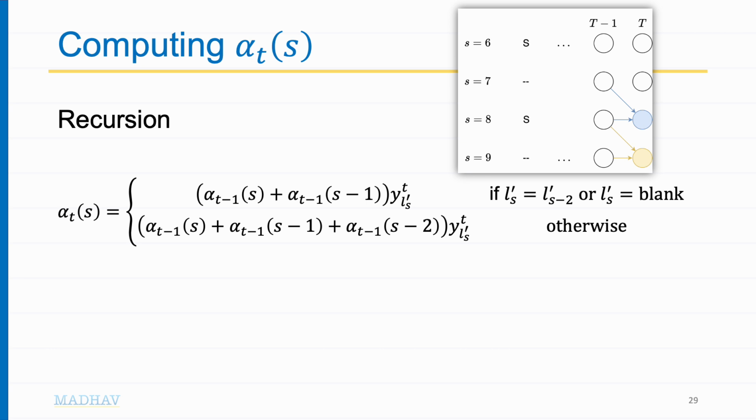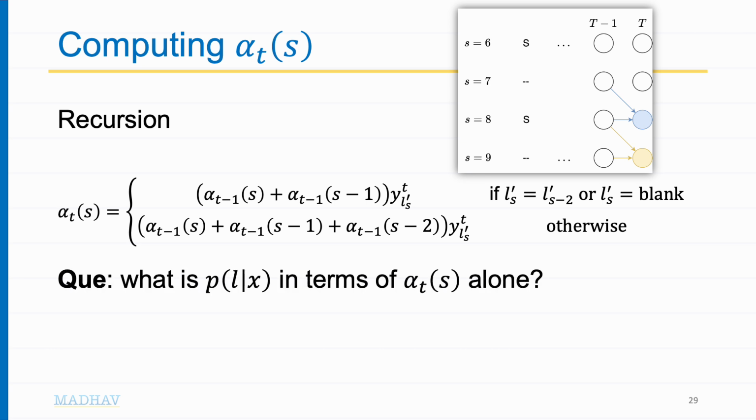All right. Now, a tricky question, simple question, but you may think: what is p of l given x in terms of alpha ts alone? If you know all the alphas, do you know p of l given x? You know all alphas. What is p of l given x? Think about it. It's very easy. Just do it.